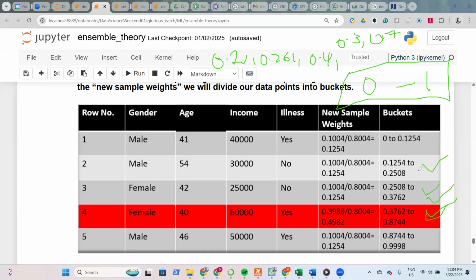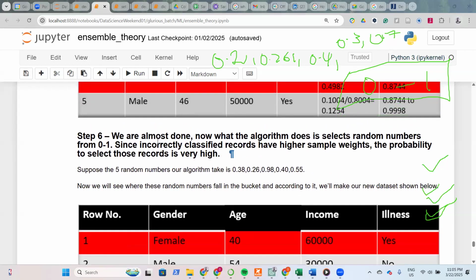Now, what the algorithm is going to do is that... Let me use the random numbers I picked myself. I picked my own random numbers when I was doing this example. Let me just use that to explain. Then we'll do the illustration and then I'll show you the application.